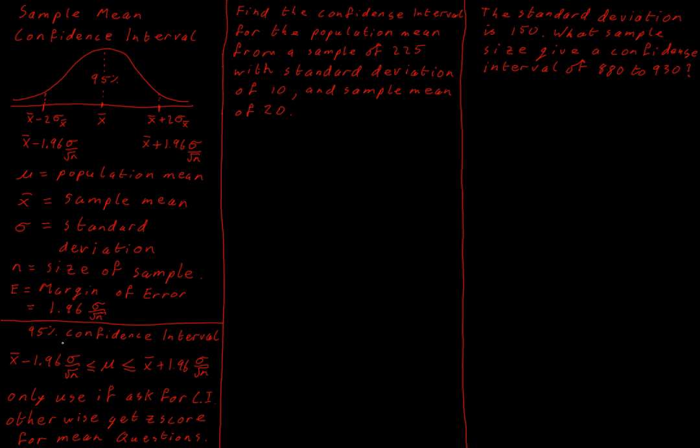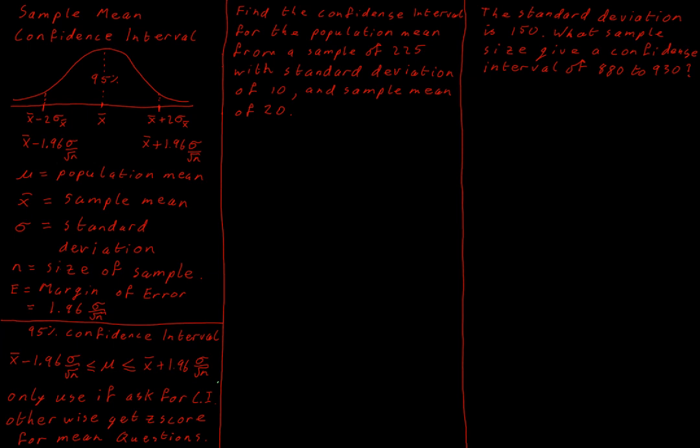Now, this is what our confidence interval will look like. We are 95% confident that the true population mean, mu, is between these two values. So we get our sample mean, and we subtract away our 1.96 standard deviations of our sample, and then add on the same on the other side. So that is our confidence interval.